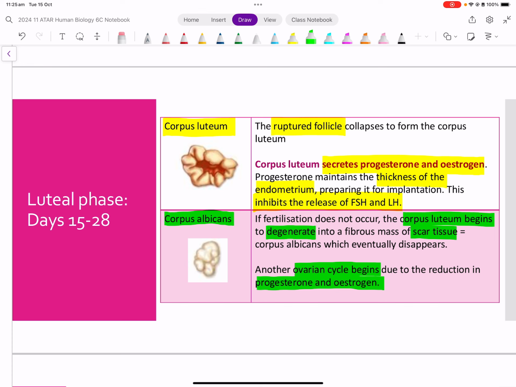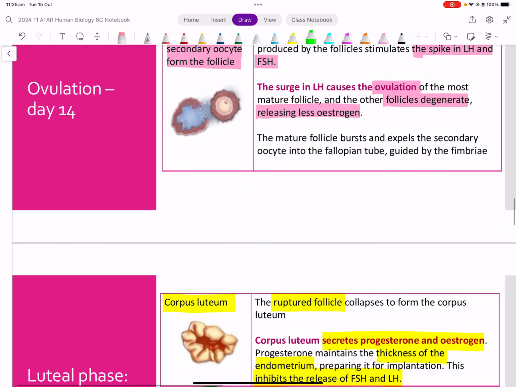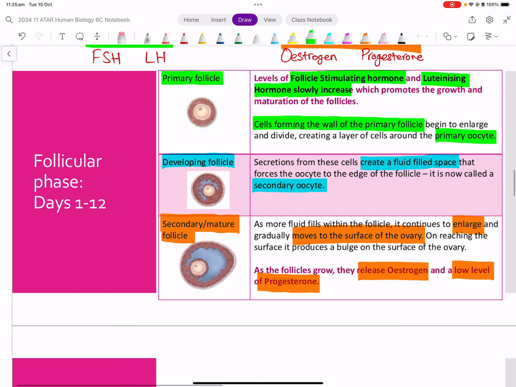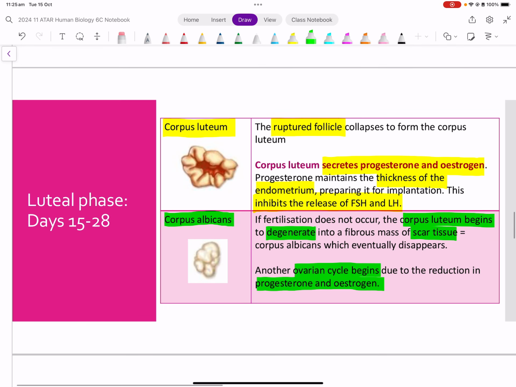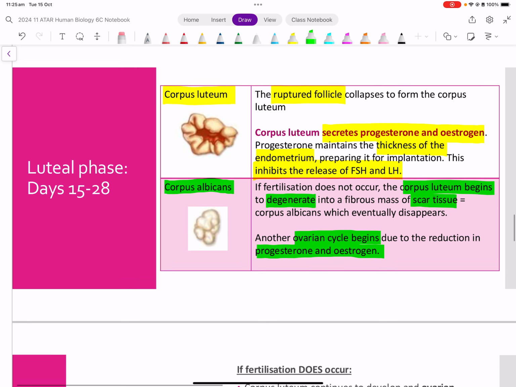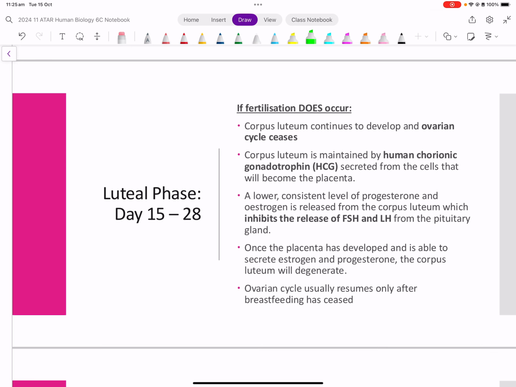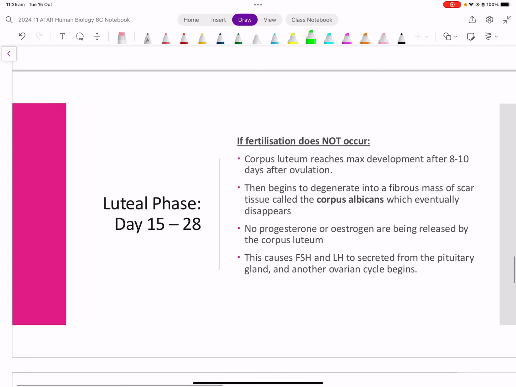So that there is a look at each of the stages of the ovarian cycle, starting with the follicular phase from days 1 to 12, looking specifically at that follicle, having a look at day 14, ovulation, when that follicle ruptures, and then having a look at these structures after ovulation has occurred. Now, what we're going to have a look at very quickly is the two different scenarios that can occur post-ovulation, be it if fertilization does occur or if fertilization does not occur.